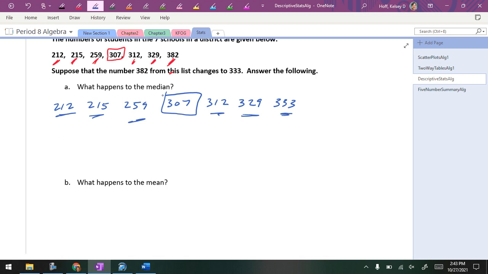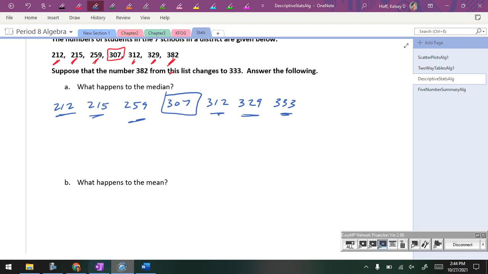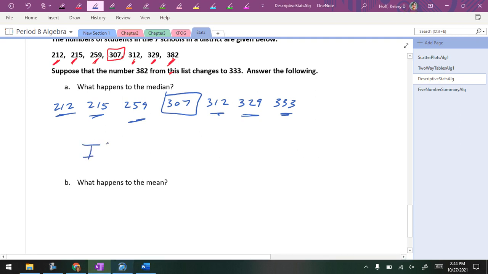What happens to your median? Stays the same. Why? Because it's still the biggest number, right? They just swapped the biggest number for a different biggest number. So what happens to the median? And some of you wrote nothing, or it stays the same. No change. Okay? Are you already onto the mean? Do the mean now.